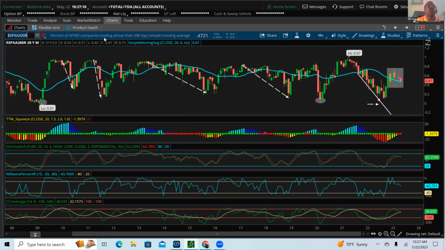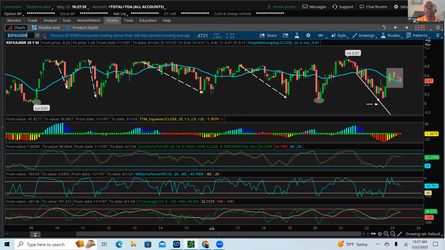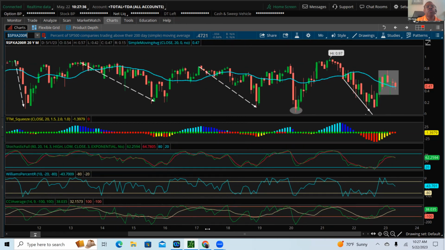I like to use the 200R because that's going to give me a bigger picture, or should I say a broader scope, and probably a more precise, longer-term picture of what the overall market sentiment is telling us by looking at it as it relates to the 200-day moving average. So here is the SPXA200R.